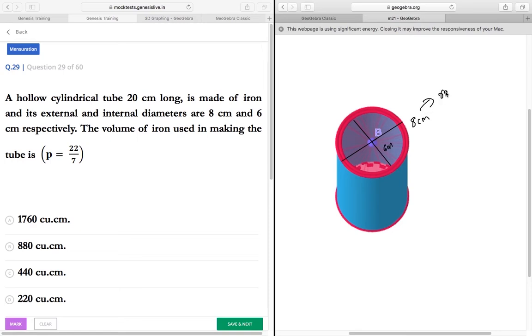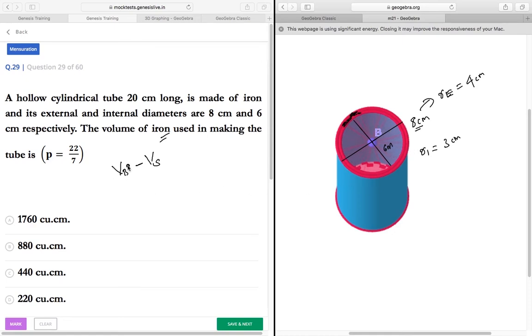That gives me the external radius. I'll call it RE. RE is 4 centimeters, and Ri is equal to 3 centimeters. I'll tell you why this is important. What are we looking for? The volume of iron used in making the tube. So the volume of iron used in making the tube is this layer that you are seeing in red. I can get that by removing the volume of the smaller cylinder from the volume of the bigger cylinder. The bigger cylinder is the one with the base diameter 8 centimeters, and the smaller cylinder is the one with the base diameter of 6 centimeters.